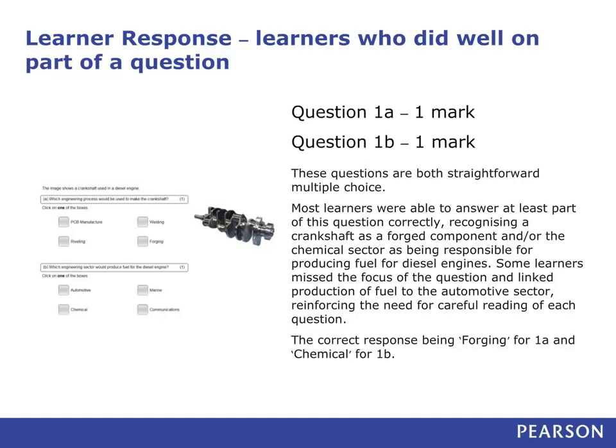The next 10 slides will look at questions where learners did well. Question 1. This question is a straightforward multiple choice question. Learners need to identify their chosen response. Most learners achieved at least 1 mark here. A vehicle crankshaft is a typical product often associated with forging for question 1A, although some learners associated fuel production with the automotive rather than chemical sector in question 1B.